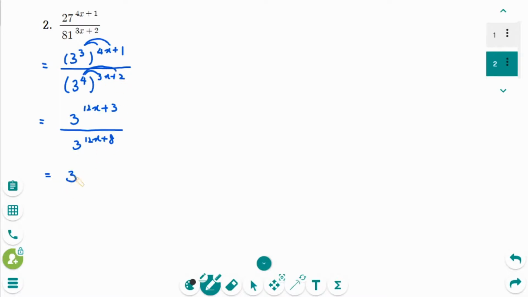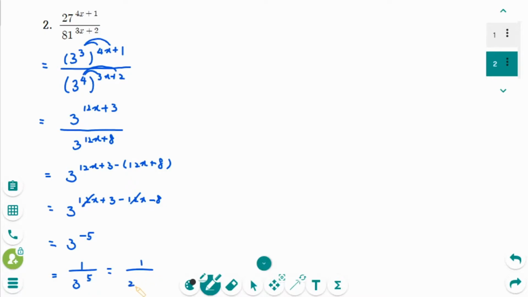Equals 3 to the power of 12x plus 3 minus 12x plus 8, equals 3 to the power of 12x plus 3 minus 12x minus 8, cancelled. 3 to the power of 3 minus 8, which is minus 5. So 1 over 3 to the power of 5 equals 1 over 243.